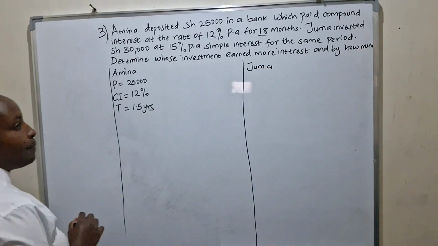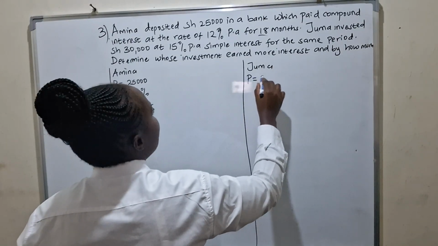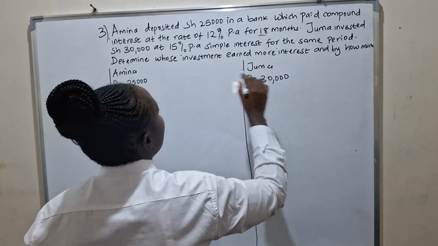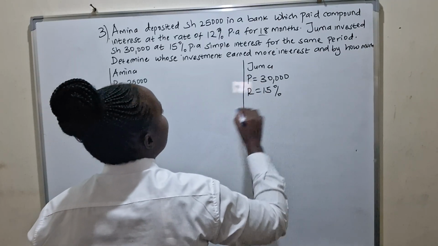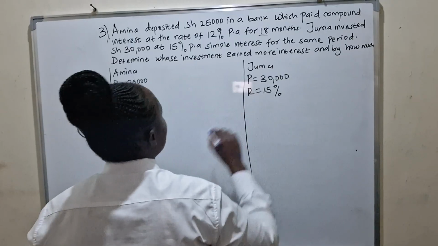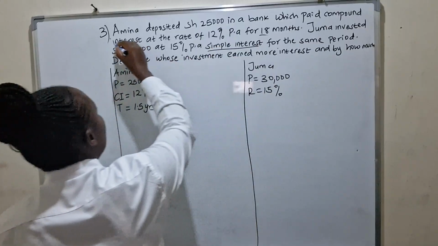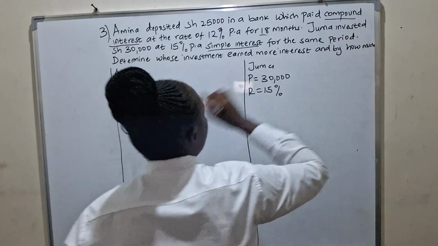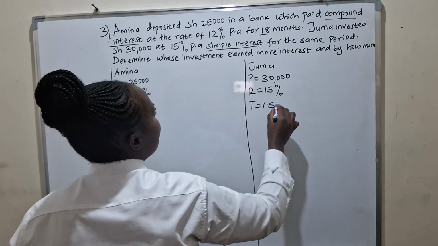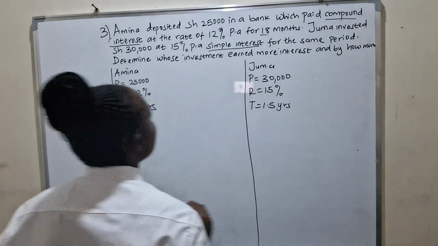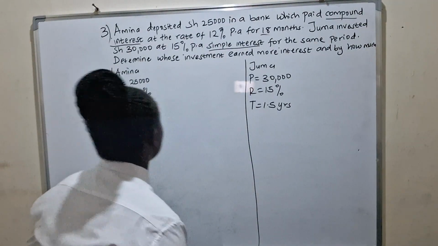That is 1.5 years. So Juma on the other side invested a principal of 30,000, okay, at a rate of 15%, right? Simple interest, okay? Note that one is simple interest and the other one is compound interest, okay? At the same period, time t of 1.5 years, okay? So determine whose investment earned more interest and by how much. So this is what we are going to do.